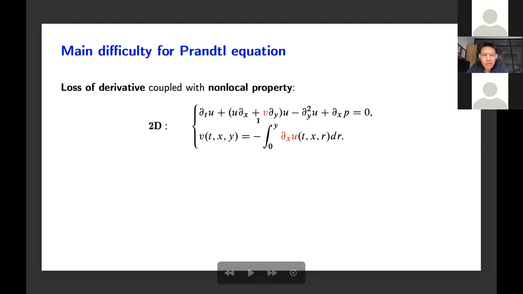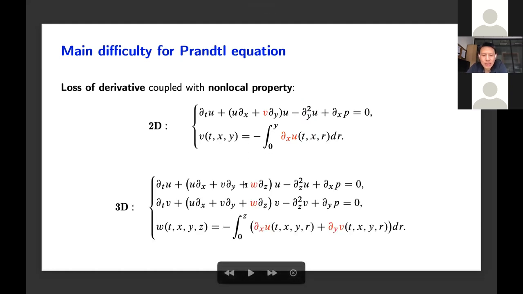This is for two dimensions. And for three dimensions, it's more complicated. We have two equations, and the loss of derivatives occurs in the first component and the second component. So the W can be derived from the divergence-free condition and the boundary condition. So there are those tangential derivatives, since we only have normal diffusion ∂z squared.